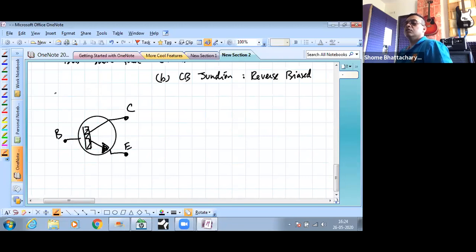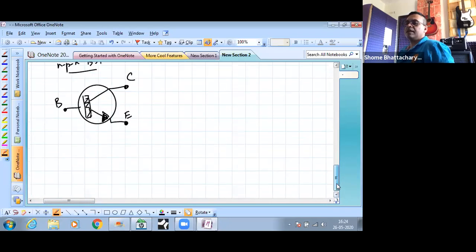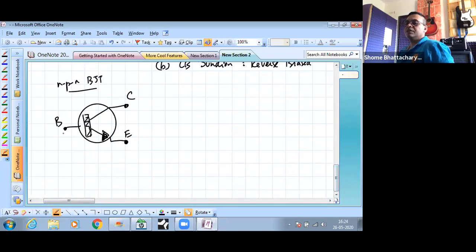So you can see this is an NPN. My mistake. The arrow is pointing from base to emitter. That means the base is the P type. So this is an NPN type bipolar junction transistor. So if it is biased in the active mode, then the base emitter junction has to be forward biased. That means the base pin has to be given a positive potential compared to the emitter pin, and the collector base junction has to be reverse biased. So that means the collector has to be given a higher potential compared to the base pin.